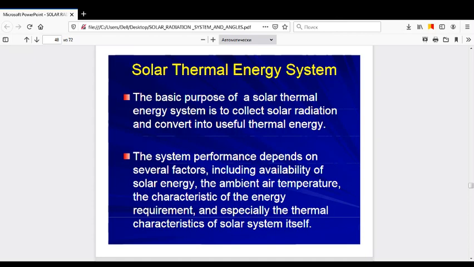Solar thermal energy is collected with the help of solar radiation and used as thermal energy. The system performance depends upon several factors, including availability of the solar energy, the ambient air temperature, the characteristics of the energy requirement, and especially the thermal characteristics of the solar system itself.